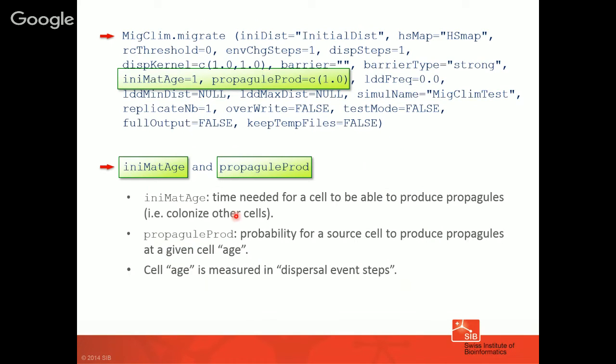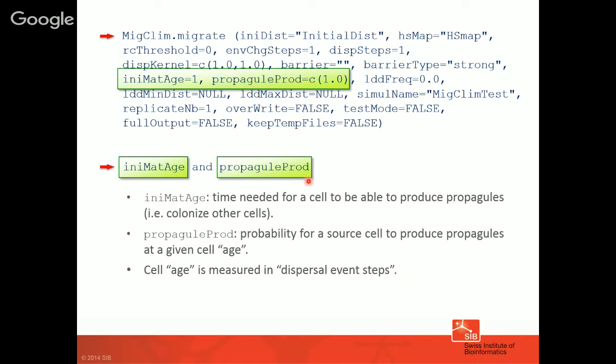And finally, there's one more parameter that is important. You can give the initial age at which your species can start to produce propagules, and you can give a vector of how this probability increases or varies with time.